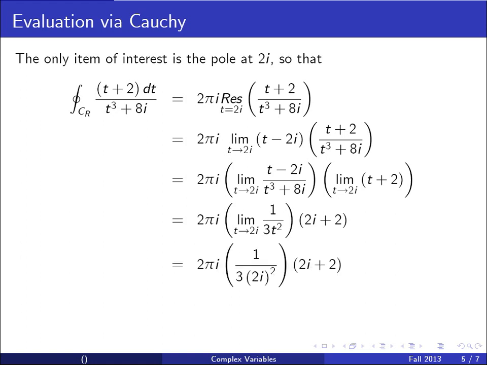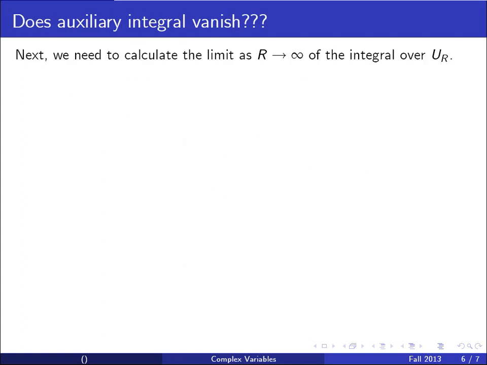Now we can substitute in that remaining limit, and that'll give us a 2i squared in the denominator times that 3. So we got 2 pi i times 1 over 3 times 2i squared, which will be negative 4, and then times the 2i plus 2. And when you do all the algebra and work all that out, you get pi times the quantity 1/3 minus i over 3. And what we're hoping is that's actually the answer.